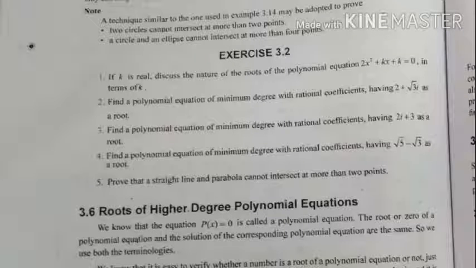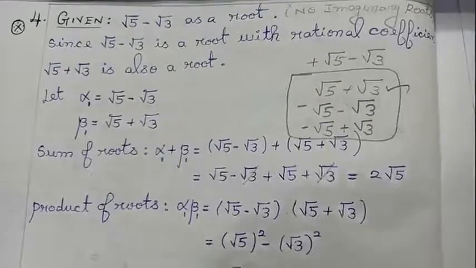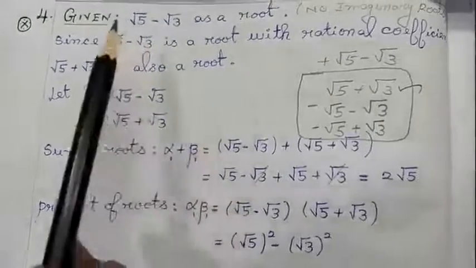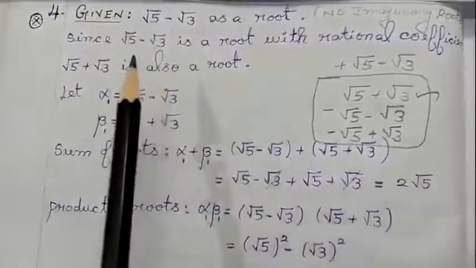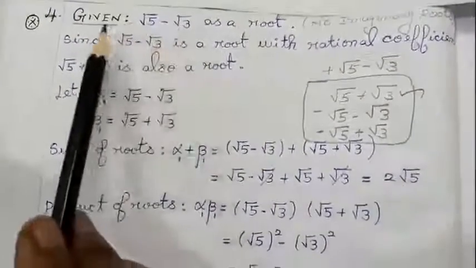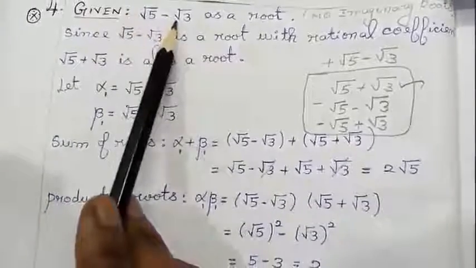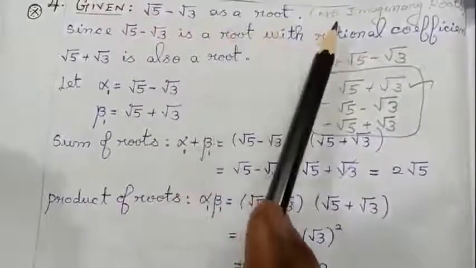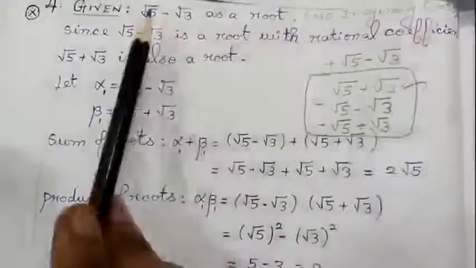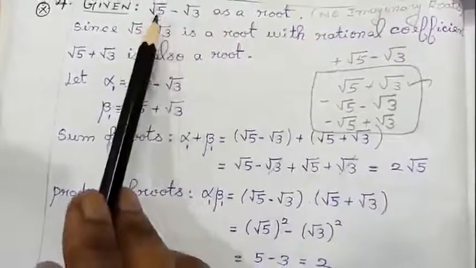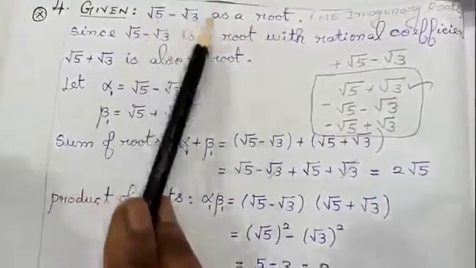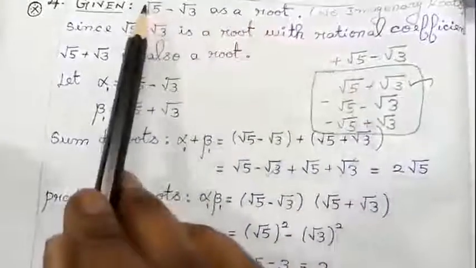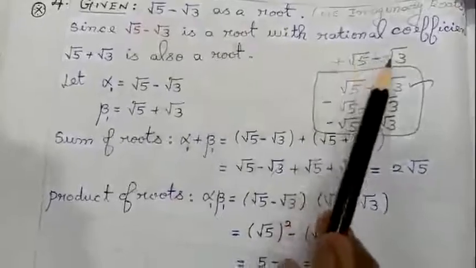Having root 5 minus root 3 as a root. Exercise 3.2, fourth sum. Now we saw the theorem. According to the theorem condition, we are going to do this sum, students. Given root 5 minus root 3 as a root. We do not have imaginary parts here. I have root 5 minus root 3 as a root, that is plus root 5 minus root 3.